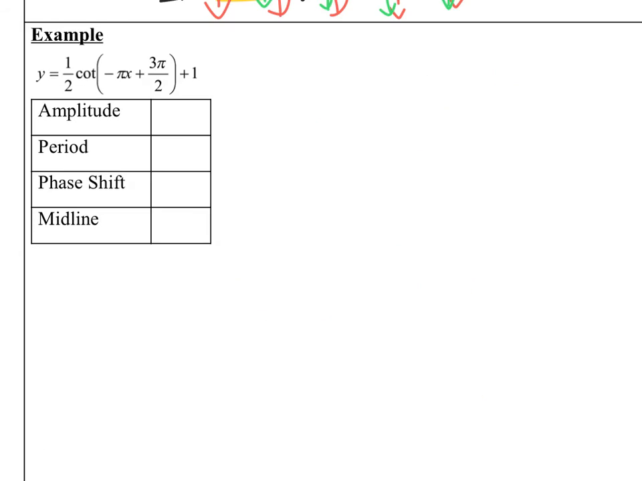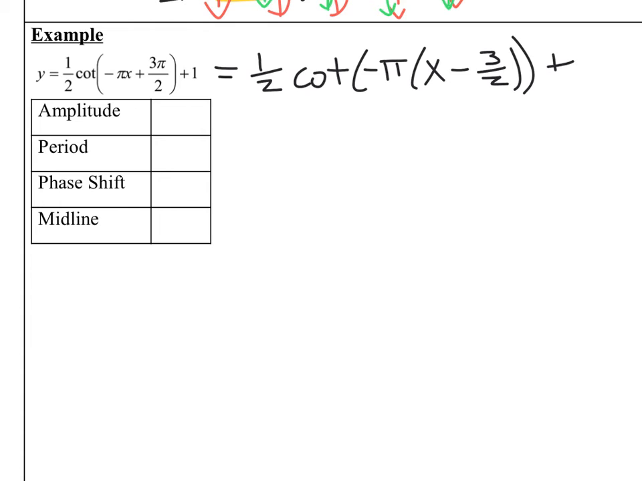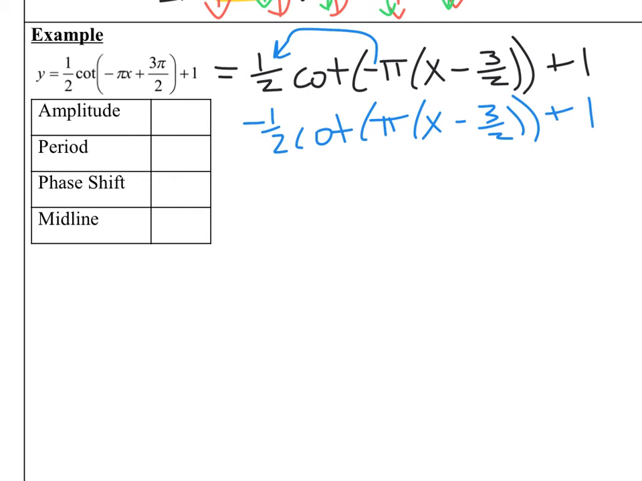Let's try another one. Once again, this one should look oddly familiar, like the one we just did. Let's deal with our factoring first. Factor out your negative pi, x minus 3 over 2 plus 1. Now what we need to know is that cotangent is odd. So same thing is going to happen as with tangent. That negative is going to come out once again. If you're in standard pre-cal, just pretend you didn't see that. Just know it's negative 1/2 cotangent. I wouldn't ask you to do that.